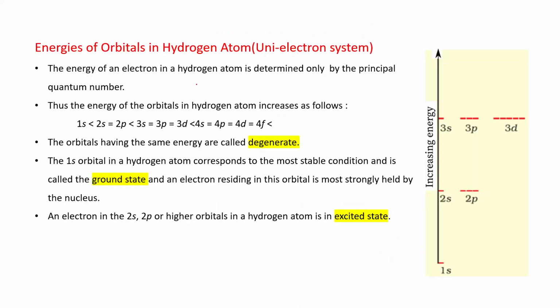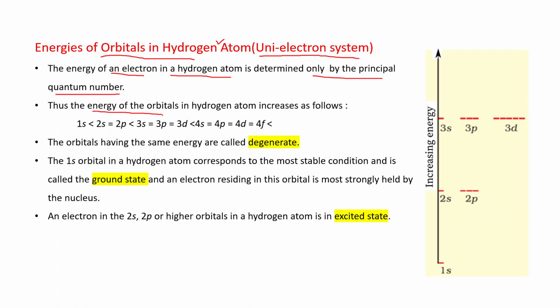First, let's come to energies of orbitals in hydrogen atom. As hydrogen atom has only one electron, this is also known as a uni-electron system or one electron system. The energy of an electron in a hydrogen atom is determined only by the principal quantum number. As the principal quantum number increases, energy also increases.